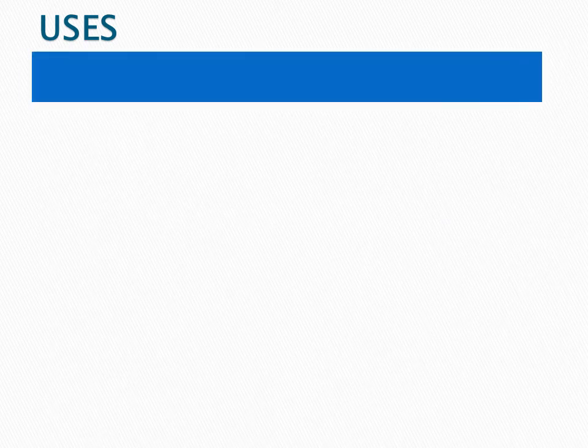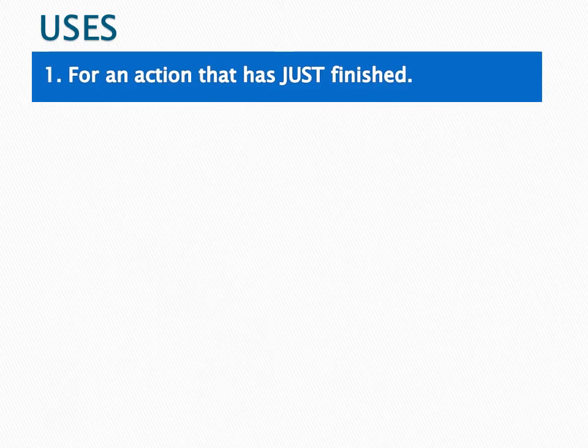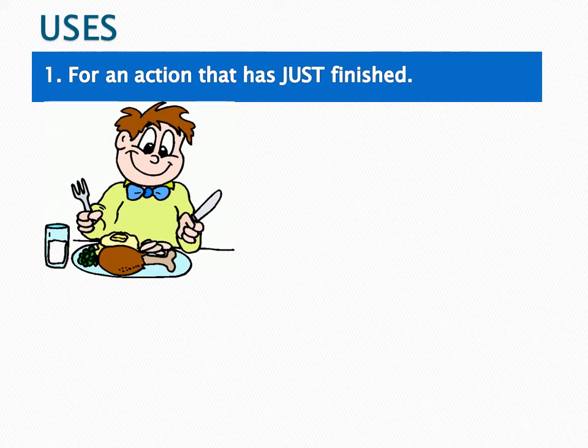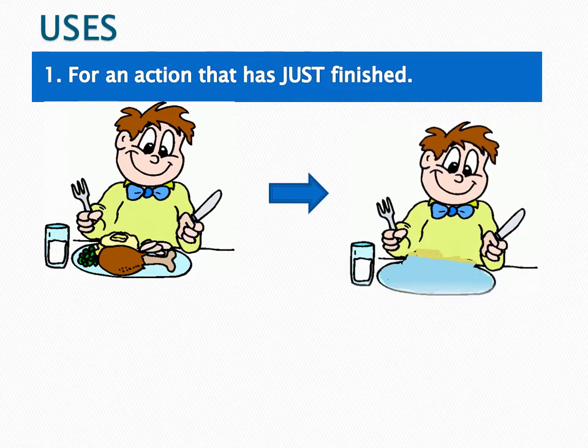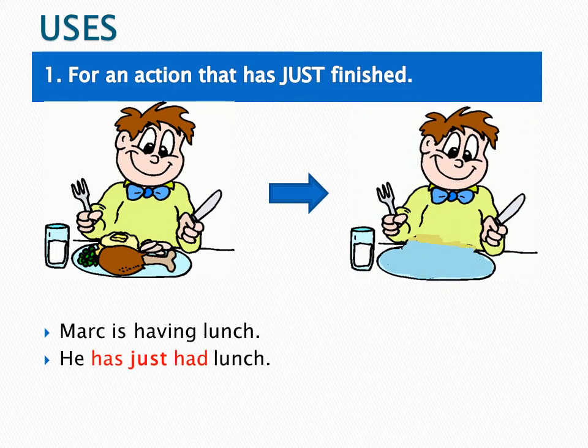And here I have some examples. For example, number one, for an action that has just finished. Let's have a look at the picture. And let's talk about them. Here's Mark. In the first picture, he's having lunch. But in the second picture, he has just had lunch. So it means that he has just finished having lunch. Okay?